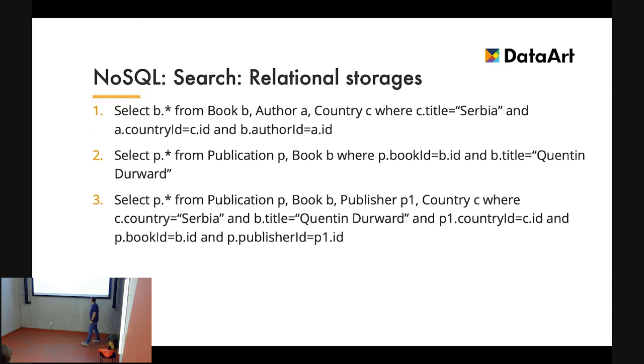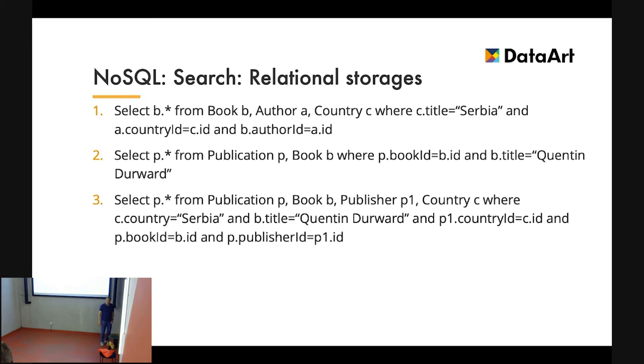About relations, well, it is our usual joins, as usual. Here we try to join book, author, and country, and select country with title Serbia. Next, select from publications where the book title is Quentin Durward. Next, where country is Serbia and the title of the book is Quentin Durward.